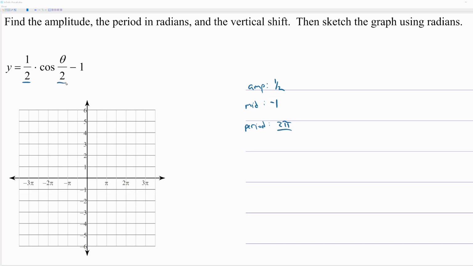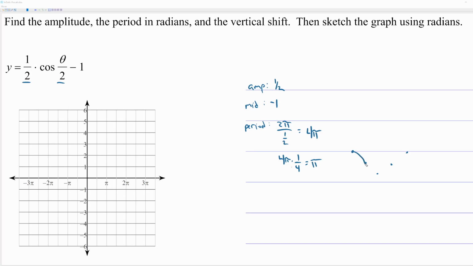The number in front of theta, you want to interpret that as 1/2 times theta, so you're dividing by a half, meaning the period is 4 pi. Now, what I like to do is take the period, divide by 4, and this is going to be the distance between interesting features on the graph of cosine. So have a mental image in mind of what cosine looks like. It starts at a maximum, goes to the midline, minimum, midline, back to the maximum.